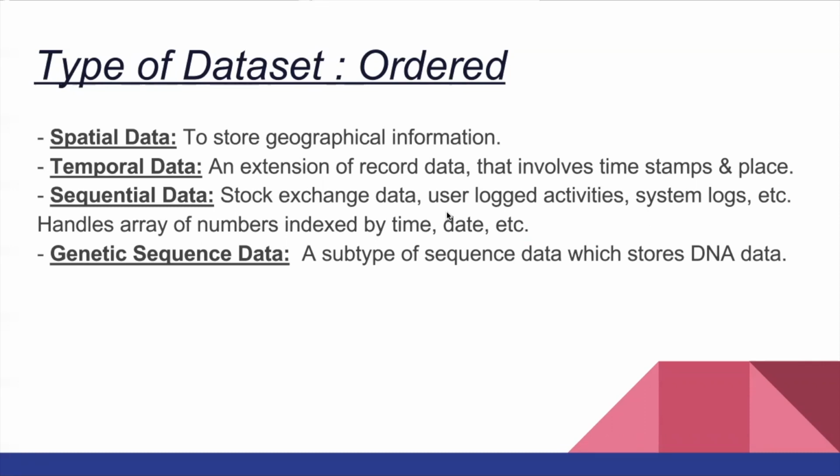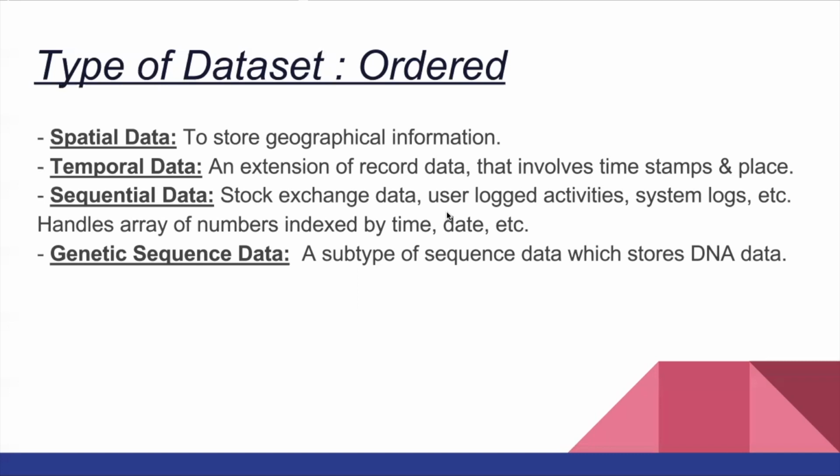Temporal data is just an extension of the record data, but it involves time and space. We can take what a person is buying, and with that we can keep a check of the time and place. So we can use it in an ordered dataset. Then lastly comes sequential data. All the data related to the stock exchange, user log activities, and system logs come under sequential data. Small logs are maintained of each activity that is taking place.